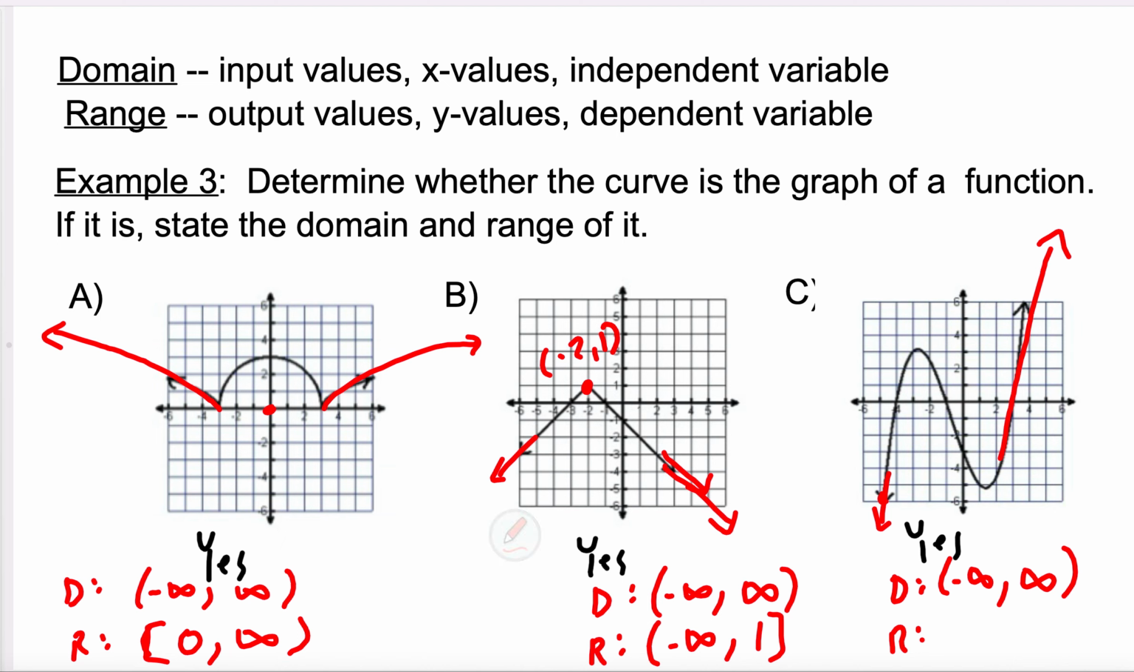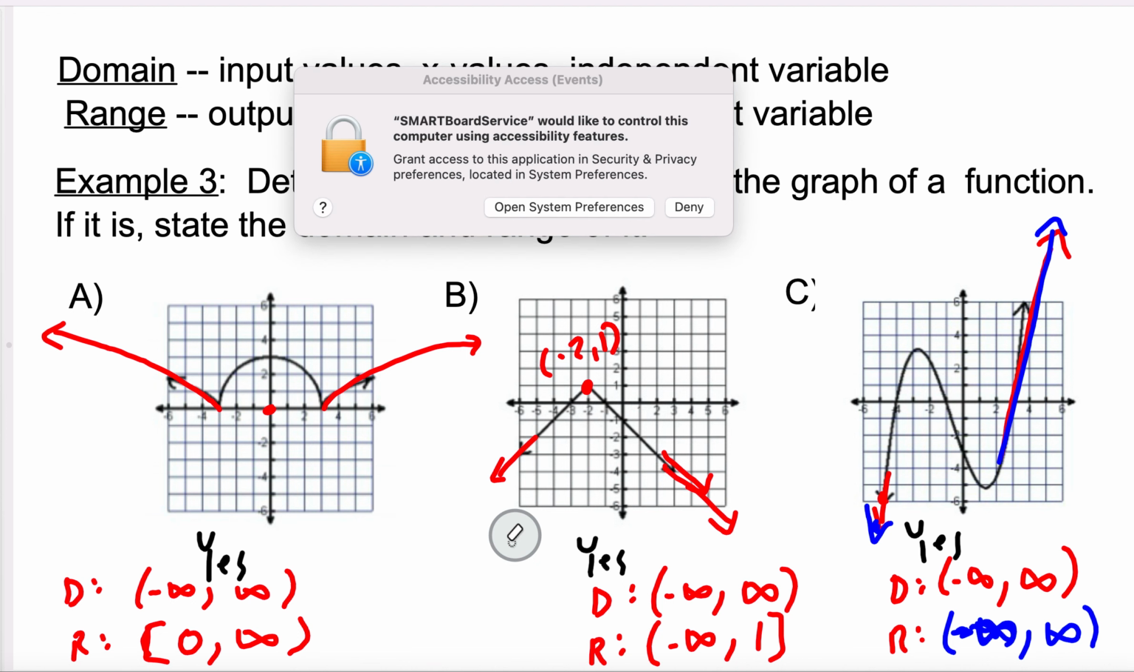What about the range here? That's bottom to top. My bottom here is going down forever and ever, that's negative infinity. And then my top here is going up forever and ever, so that's infinity. So this should be a negative infinity there. I'm going to erase this and rewrite this. So this should be a negative infinity, infinity.